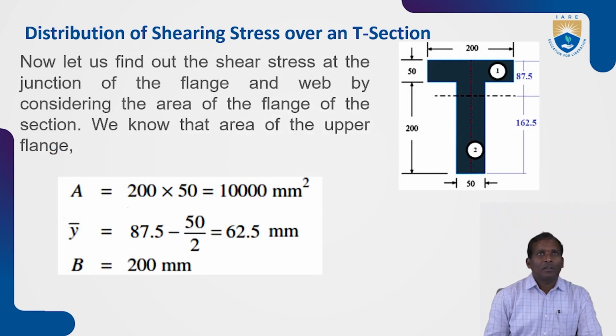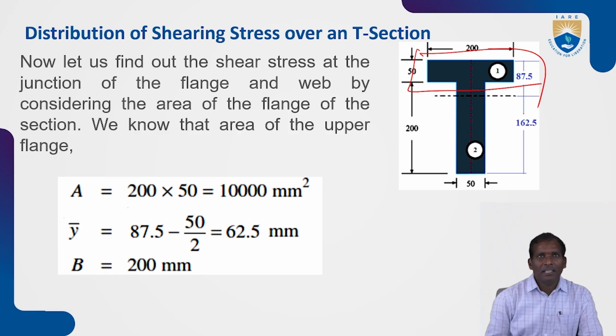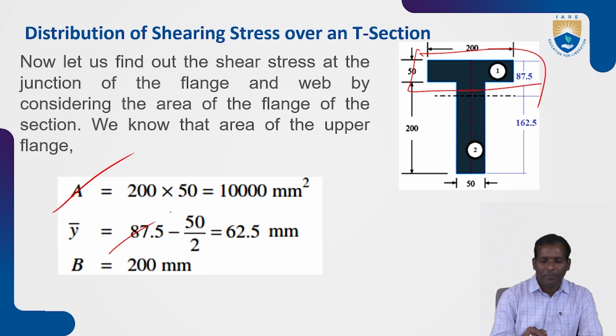Now, let us find out the shear stress at the junction of the flange and the web. The area of the upper flange of the section, we know, is 200 into 50. The y bar for the flange at the flange and web junction is 87.5 minus 50 by 2.